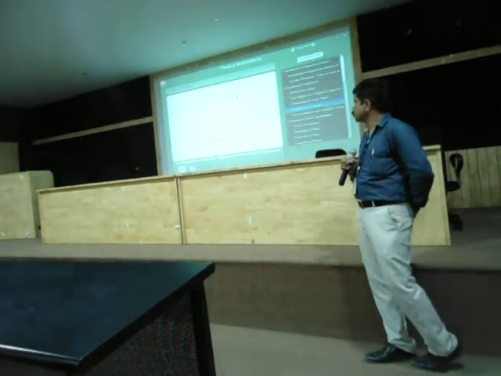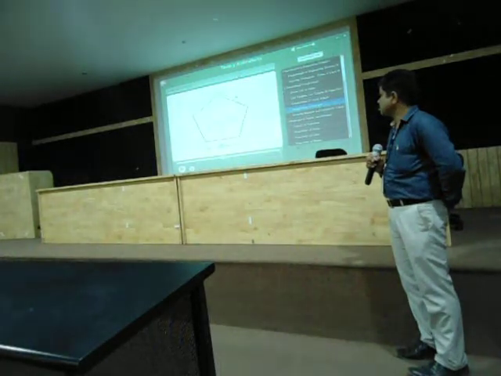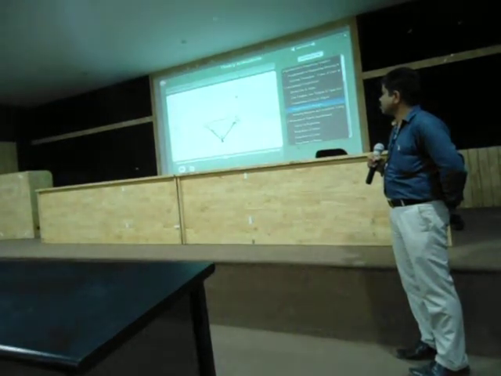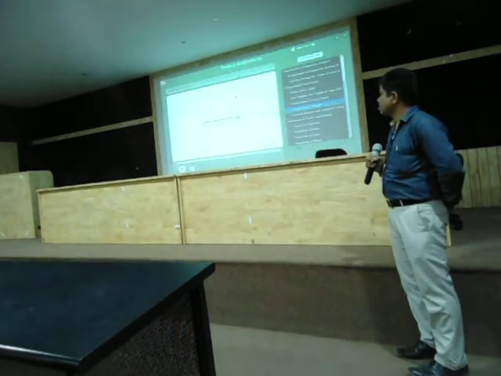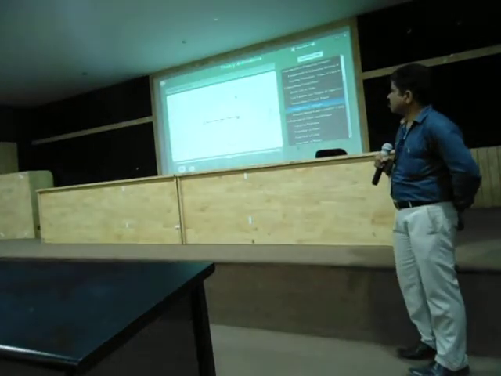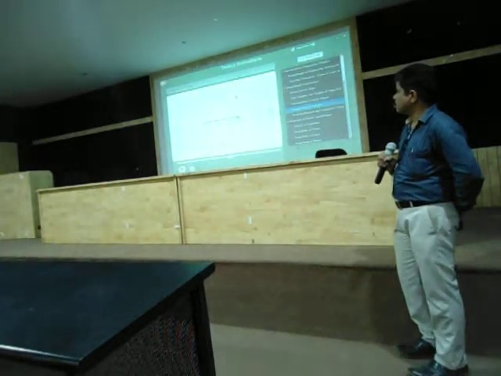Now let's draw a pentagon of side length equal to 30 mm. First we draw a line AB equal to 30 mm. Draw a circle with center as A and radius as AB. Similarly, draw one more circle with center as B and radius as AB, cutting circle 1 at C and D.